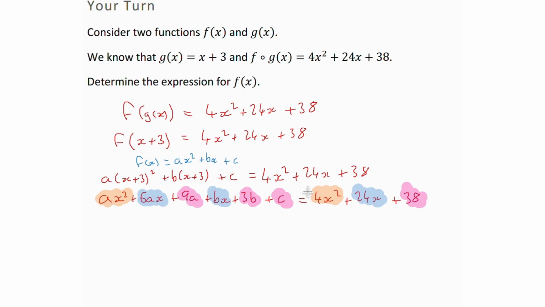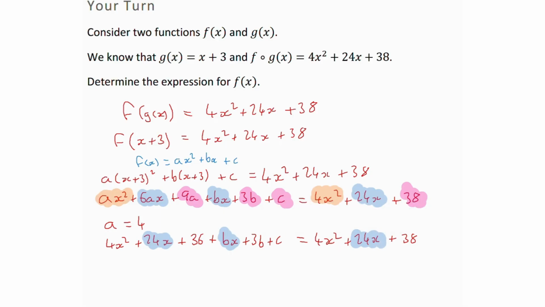So one step at a time, using the orange bits, we can see immediately that a must be equal to 4. Which means we now have 4x squared plus 24x plus 36 plus bx plus 3b plus c is equal to 4x squared plus 24x plus 38. So that's sorted out the a. But now we have the x's, we have 24 plus b x must be 24x. Well, that means that b must be equal to 0, so that we still have the 24 x's here.